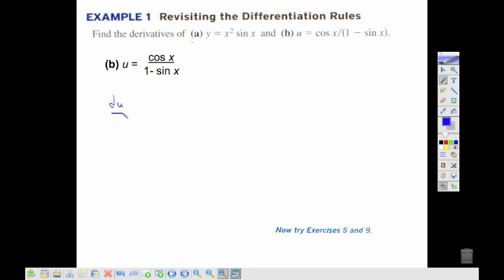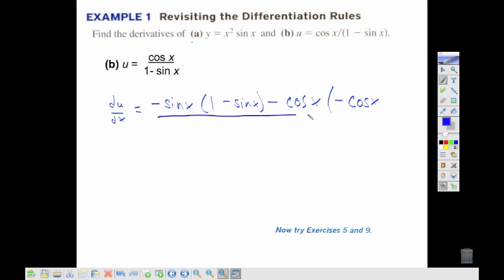For the second one, we have cosine of x over 1 minus sine of x, so we're going to employ the quotient rule. Notice here we're using u as our variable, not y, and so we're saying du/dx instead to be true to our variables. We start with the derivative of the top. Derivative of cosine is negative sine times the bottom, minus, because of the quotient rule, keep the top and multiply by the derivative of the denominator. Since this is the derivative of sine of x, it will be cosine, but be careful with this negative. Derivative of 1 is 0, but we're left with a negative cosine of x. And we put all of that over 1 minus the sine of x, squared.